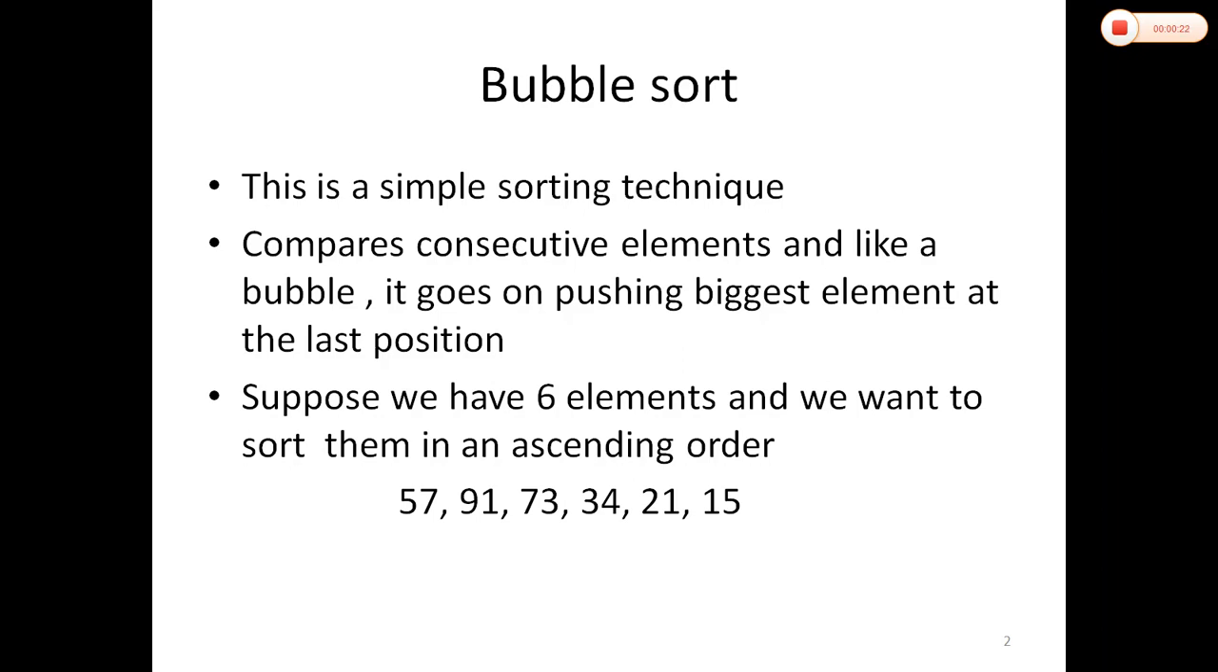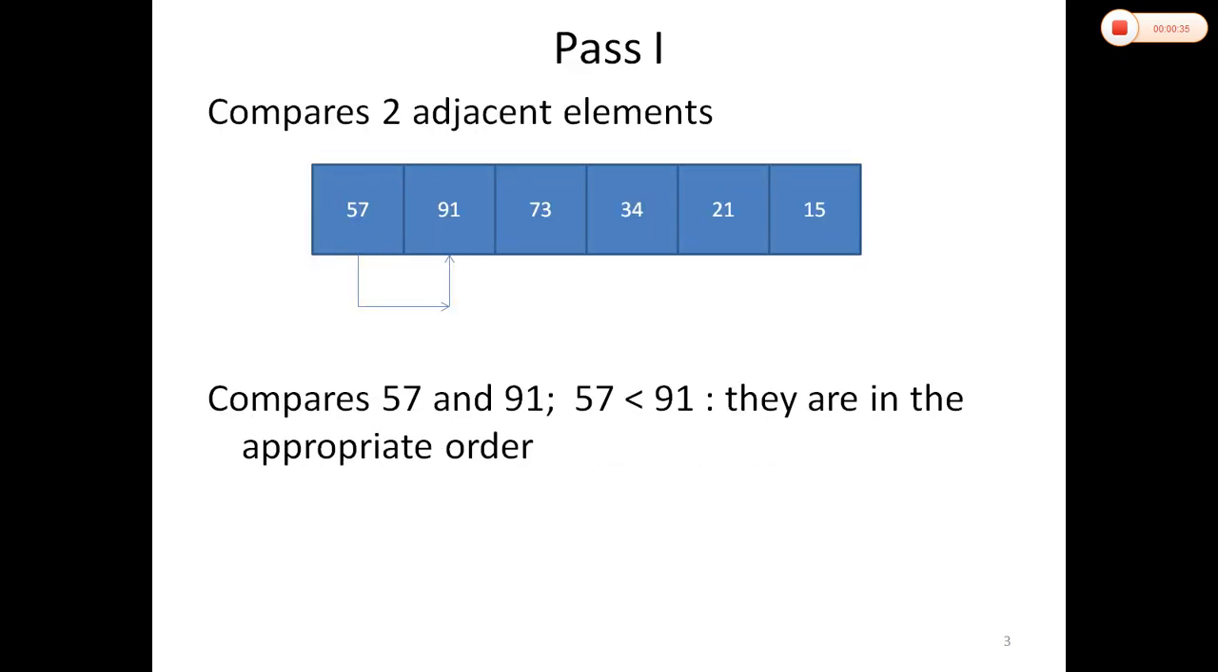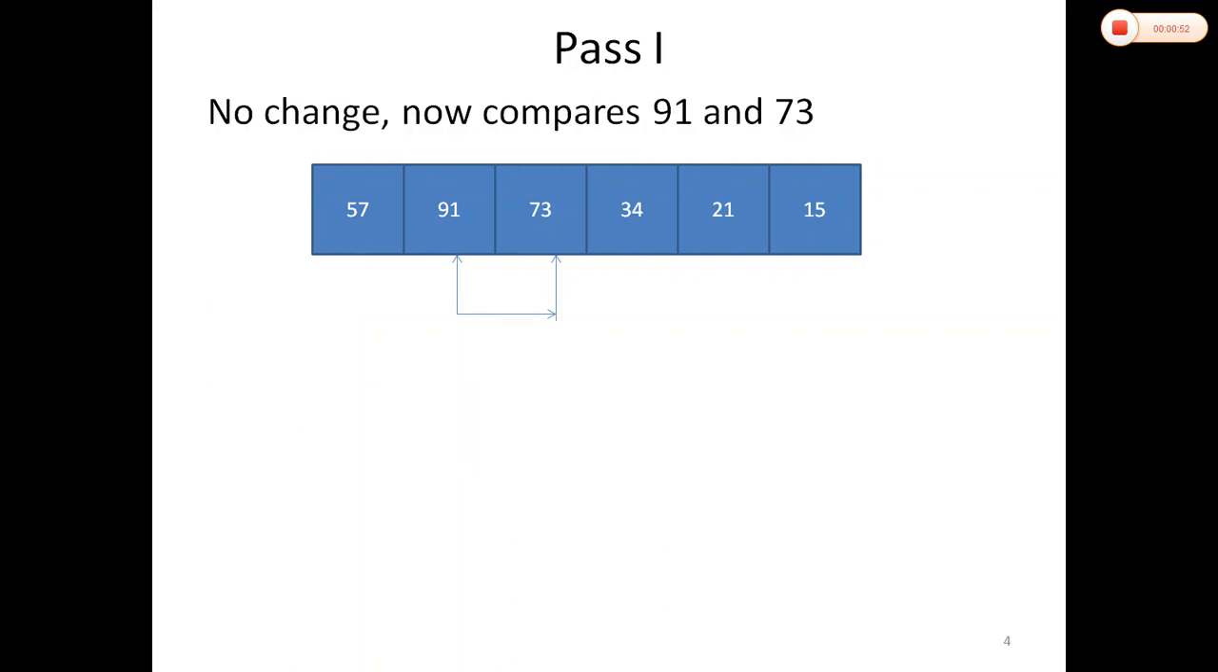Suppose we have 6 elements: 57, 91, 73, 34, 21 and 15, and we want to sort them in ascending order. So pass 1 begins and it compares two adjacent elements, that is 57 and 91. 57 is less than 91, so they are in the appropriate order. So no change. Now it compares 91 and 73.